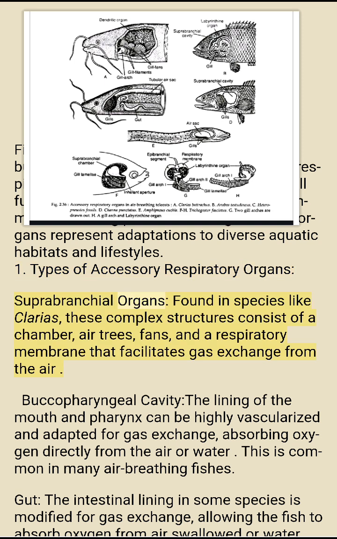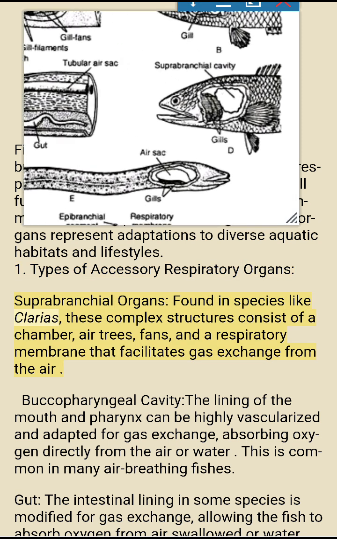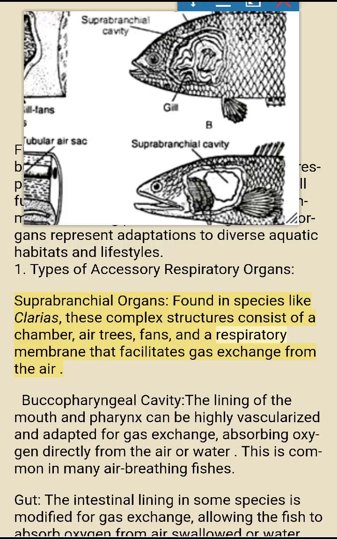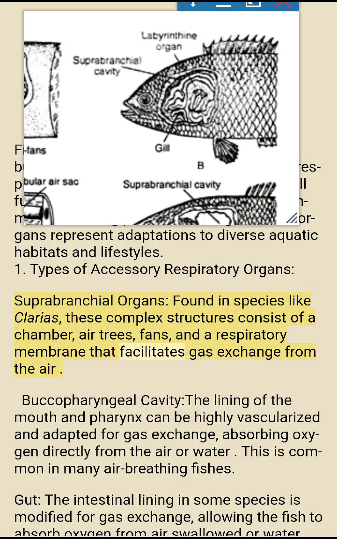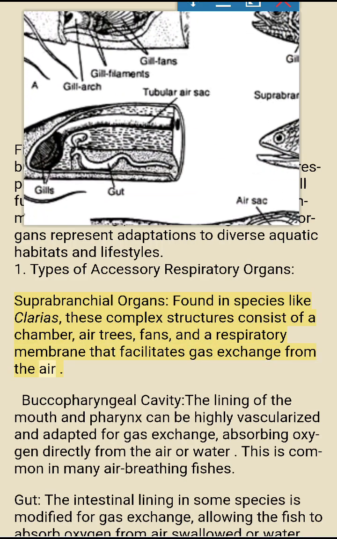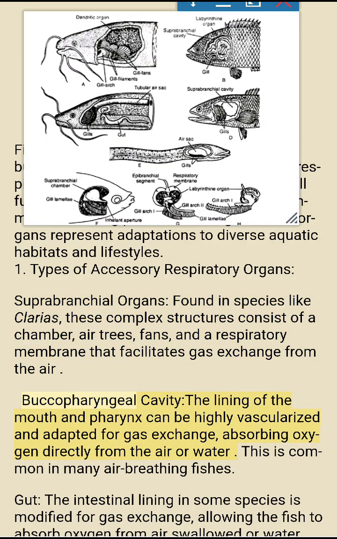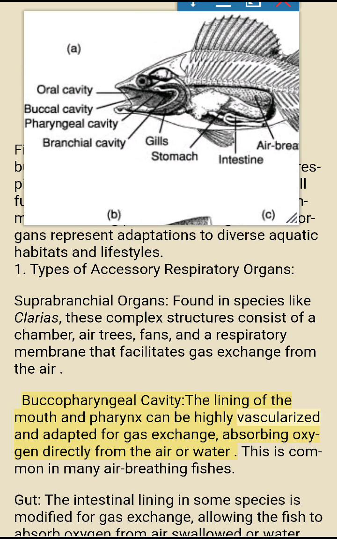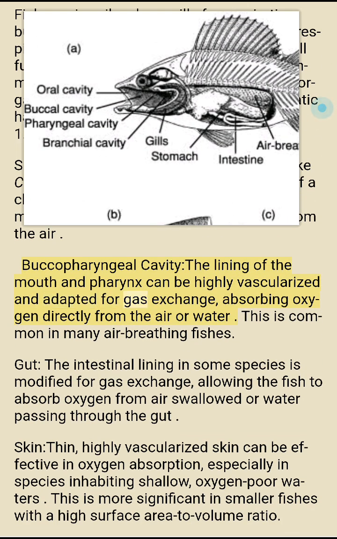Suprabranchial organs. Found in species like Clarias, these complex structures consist of a chamber, air trees, fans, and a respiratory membrane that facilitates gas exchange from the air. Buccopharyngeal cavity. The lining of the mouth and pharynx can be highly vascularized and adapted for gas exchange, absorbing oxygen directly from the air or water. This is common in many air-breathing fishes.